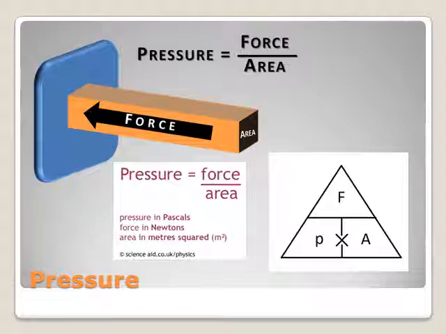We can also think about how spread out a force is. Pressure gives you a measure of how much a force is spread out over an area. So the calculation for pressure is force divided by area. Force in newtons, area in meters squared, which gives you the unit for pressure as pascals or newtons per meter squared.